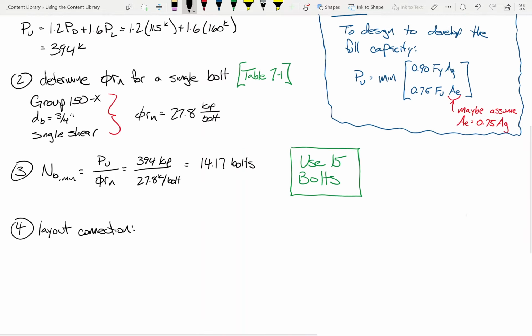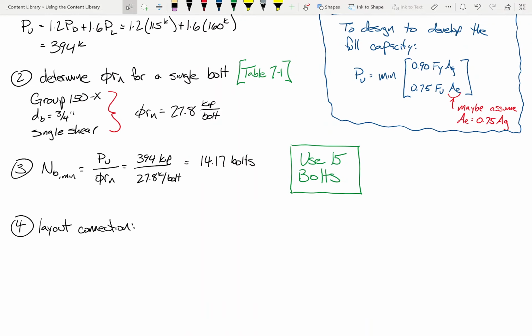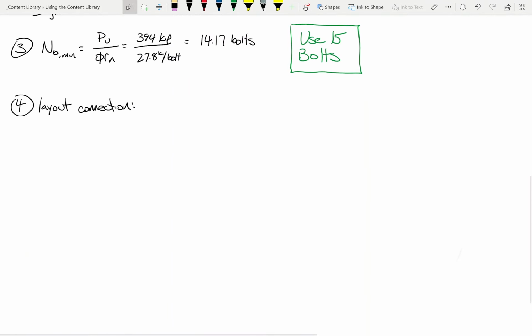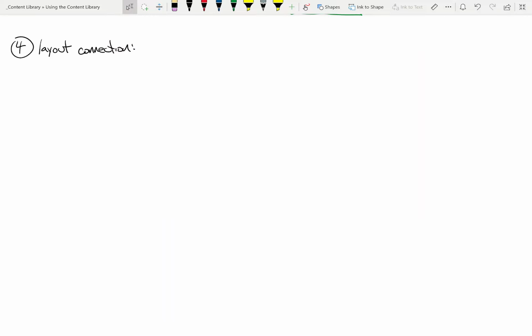Okay, so let's lay it out. Now, my apologies for the scrolling. I know I'm doing a lot. Okay. Now, what we're going to do for this problem is we're going to use minimum bolt spacing. In other words, remember we have an S min and an S preferred. I'm going to use S min.